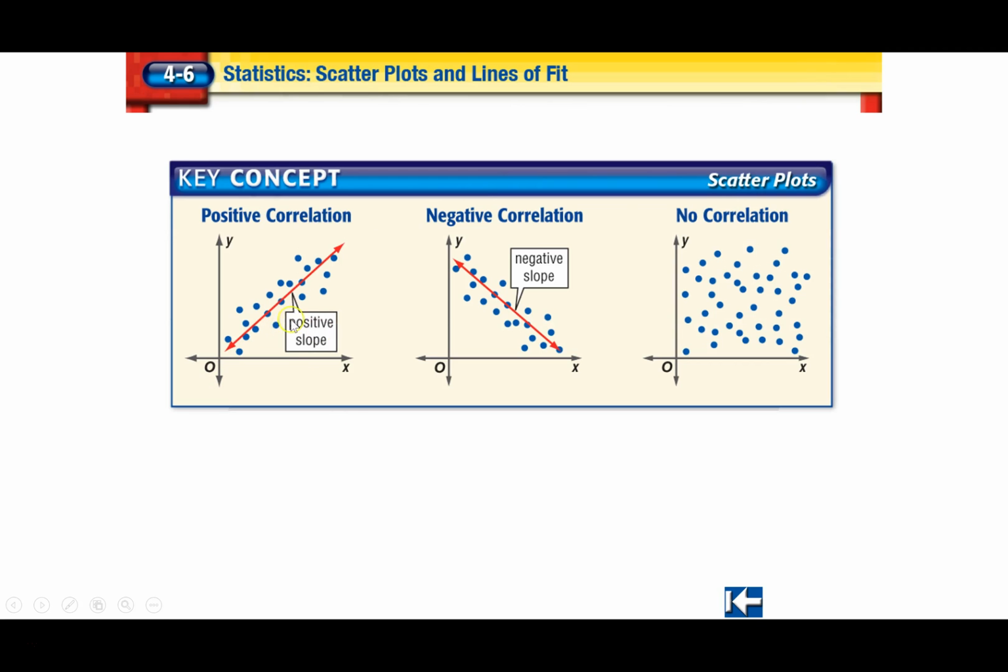Scatter plots are when there's just a bunch of dots, usually from a bunch of data that was collected, and they have three different correlations. They can either go up, which is a positive slope. You could have a negative correlation, which would have a negative slope, or you could have no correlation. And we've seen these before, but the thing you haven't seen is this line on here, and we're going to talk about that line here today.